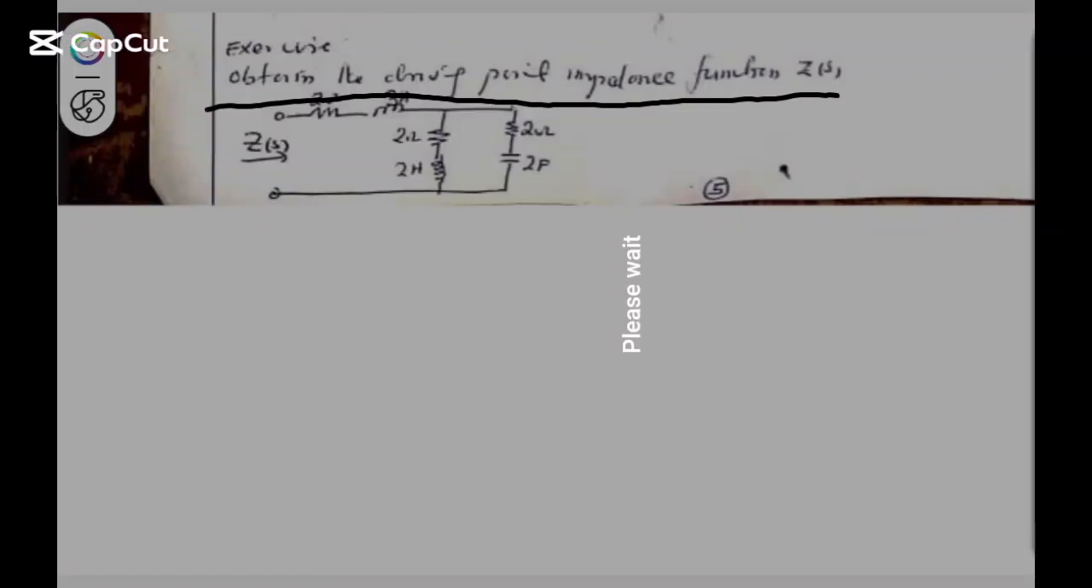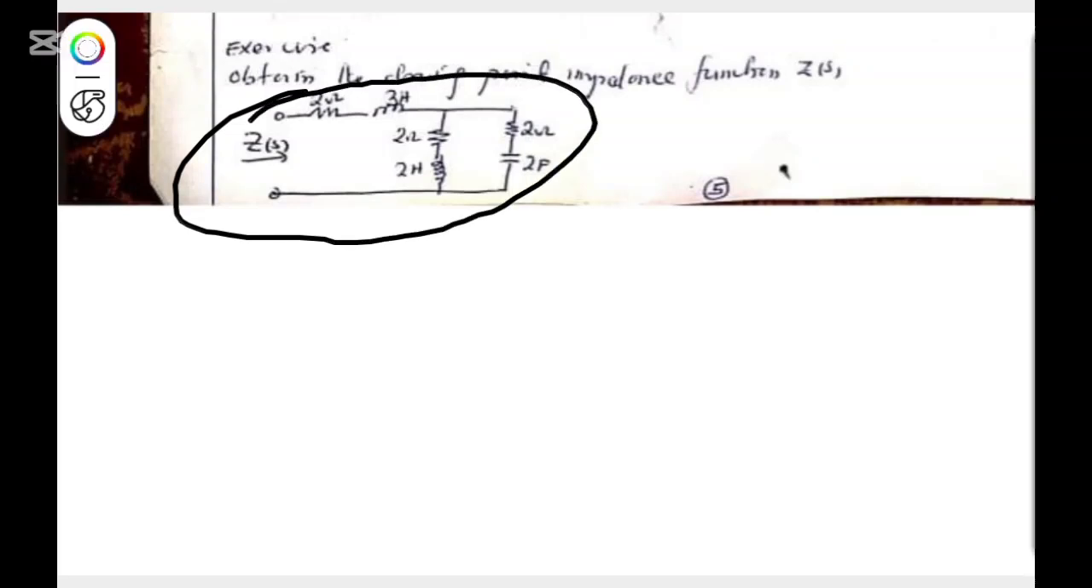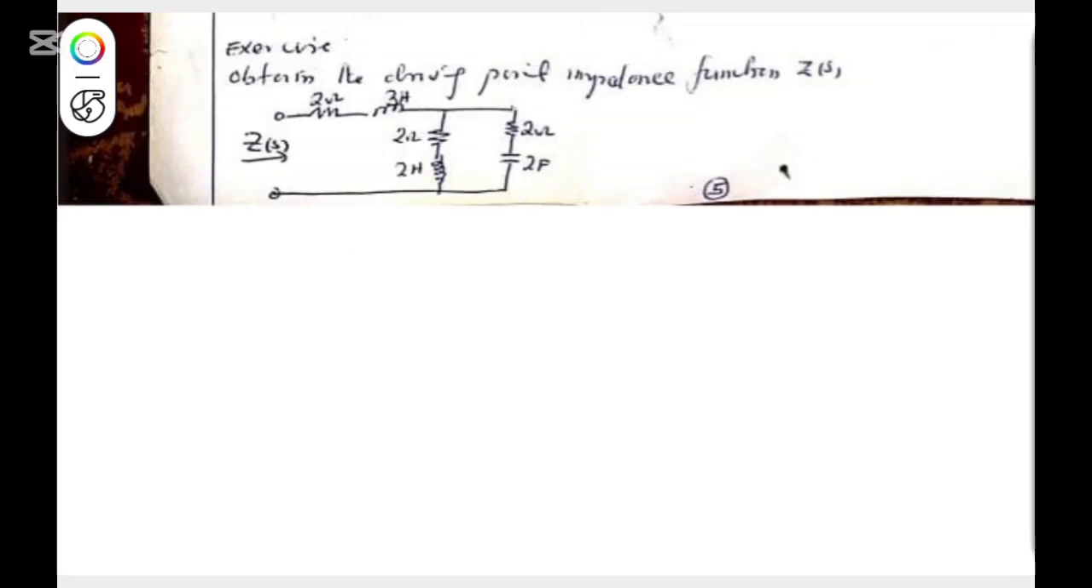Still on the network function for one port network. The question says we are to obtain the driving point impedance function Z. And you have to take note that to start with this problem, we have to first convert it to S domain. So you have to take note of this.